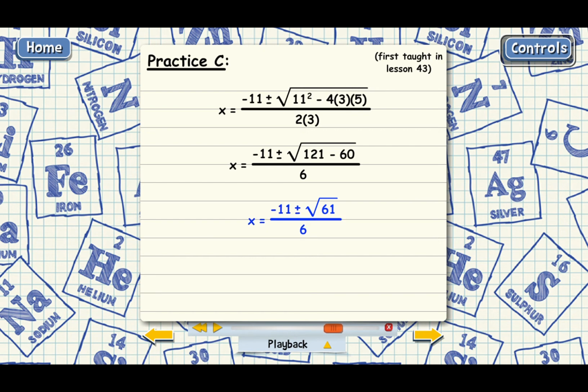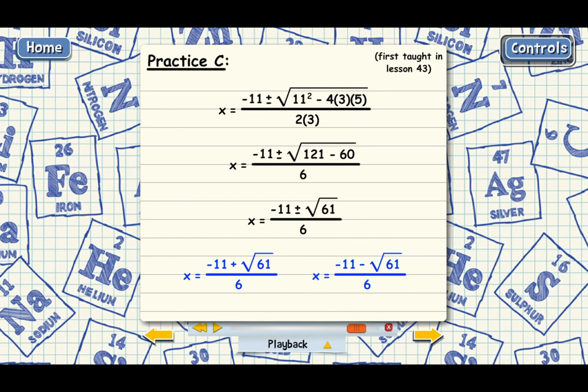Now, a lot of people leave them like this. This really means negative 11 plus square root of 61 over 6 and negative 11 minus square root of 61 over 6. So this actually means two numbers. But when you're just getting started, it's probably not a bad idea to split them out and show both of the answers. And so here are the two exact answers to our equation.